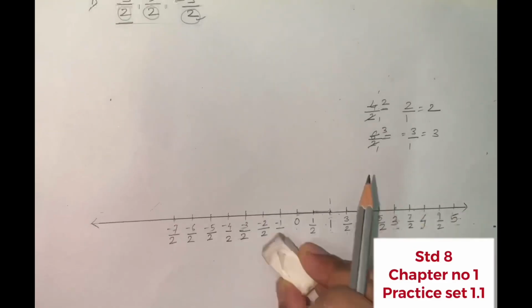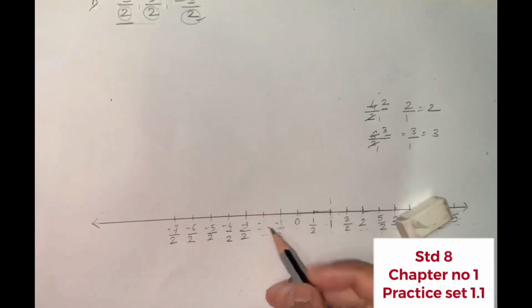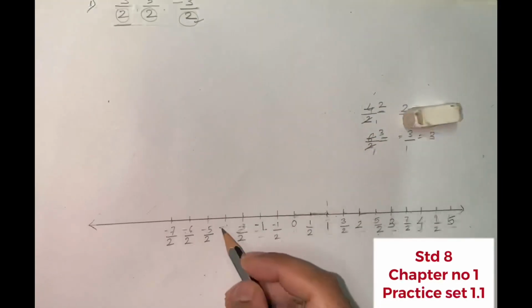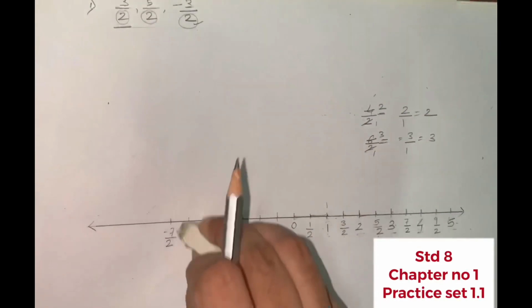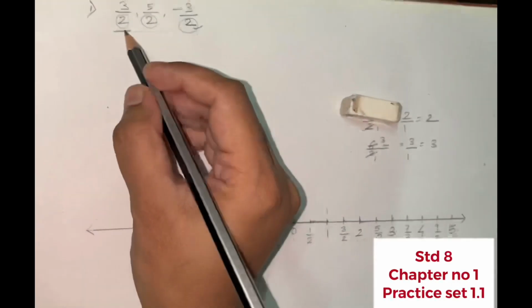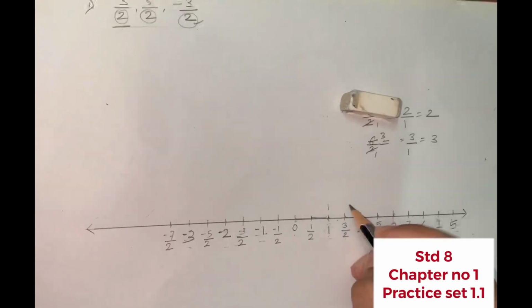Now on the negative side, again minus 2 upon 2 will become minus 1. Then minus 4 upon 2 will become minus 2. Minus 6 upon 2 will be minus 3. So here we have integers and fractions written.